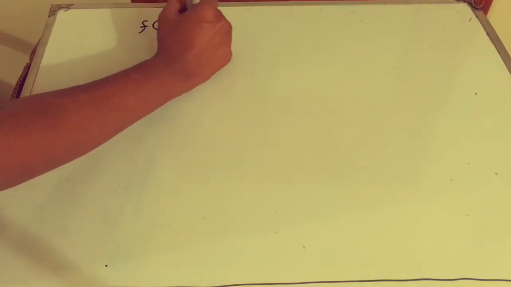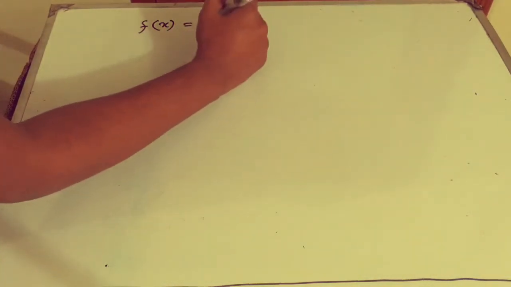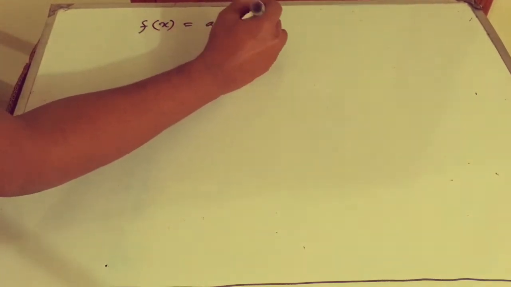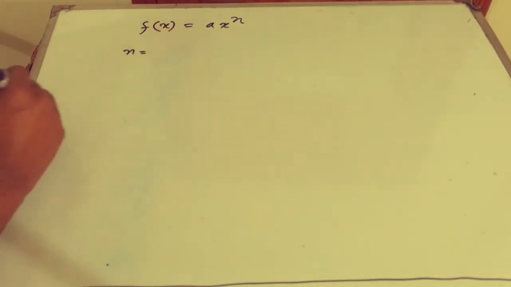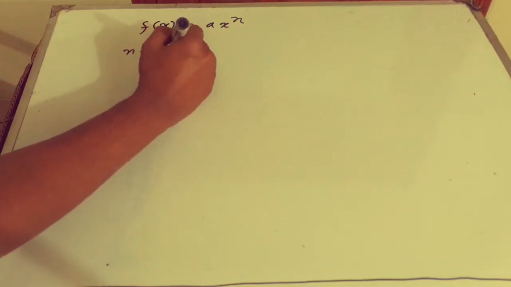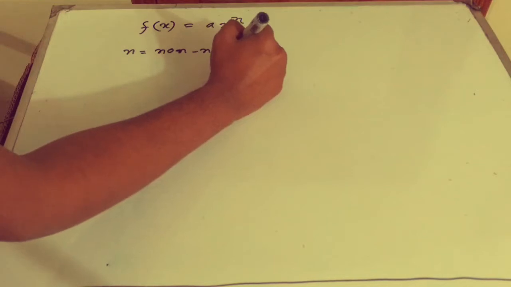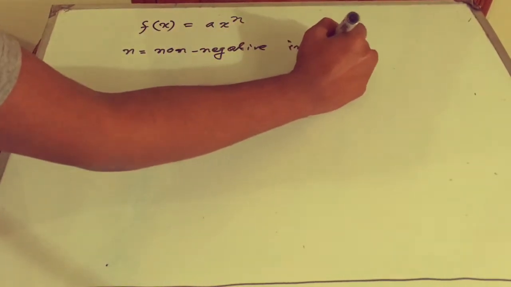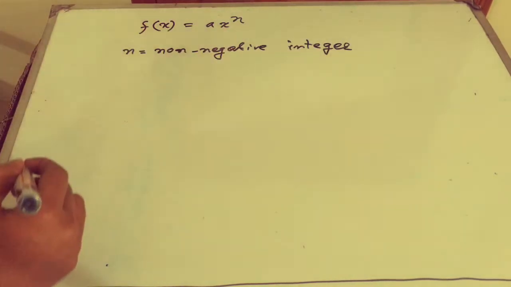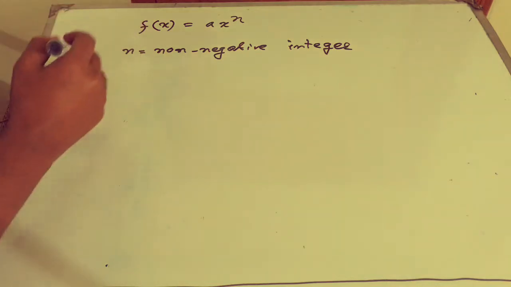So the definition of a polynomial function is f(x) = a x to the power n. This n has to be some non-negative integer. That's the condition. So let me give you an example.